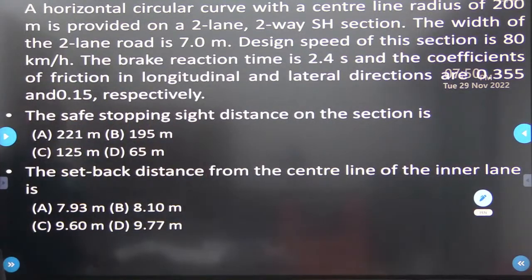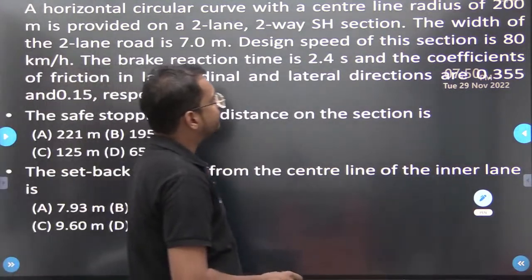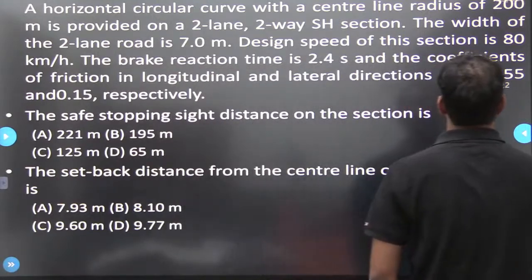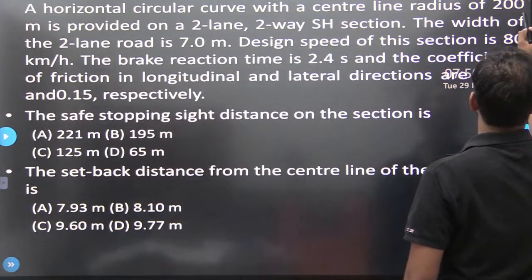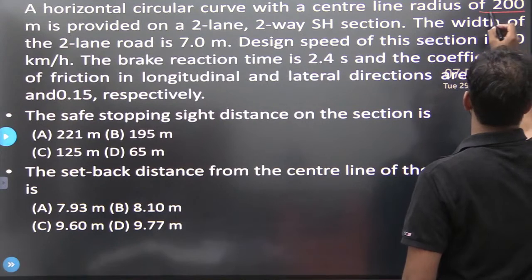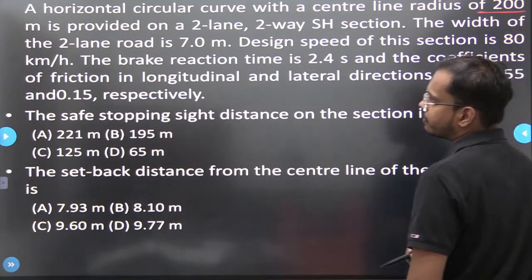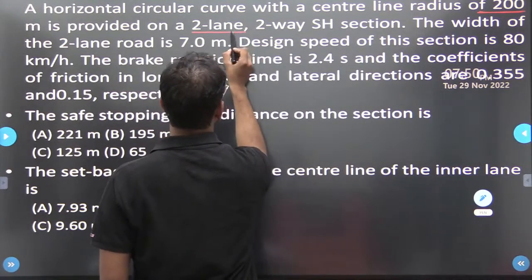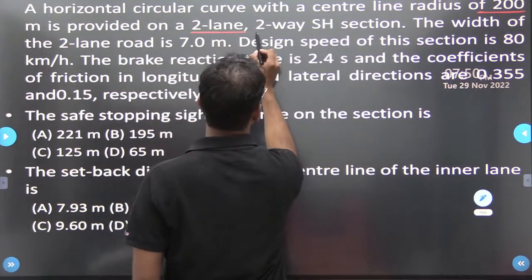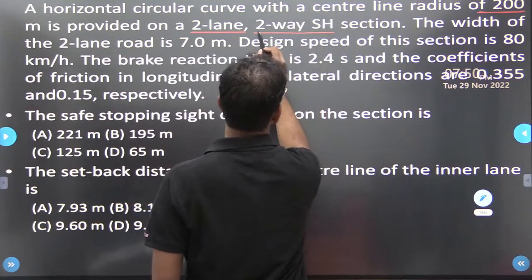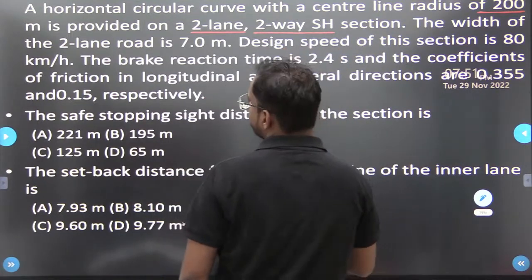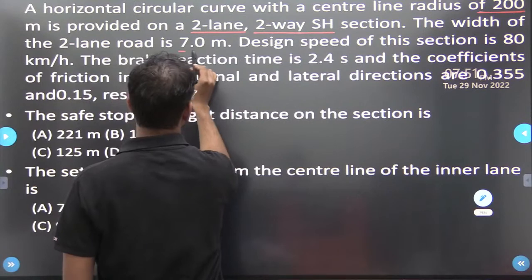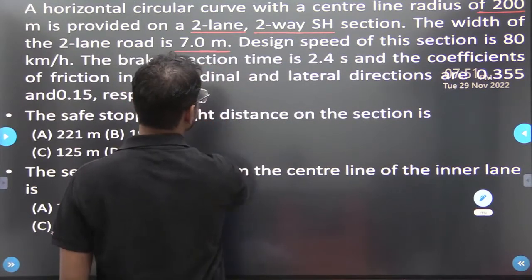The question is: a horizontal circular curve with a center line radius of 200 meter is provided on a two-lane, two-way state highway. The center line radius is directly given as 200 meter. The width of the two-lane road is 7 meter.